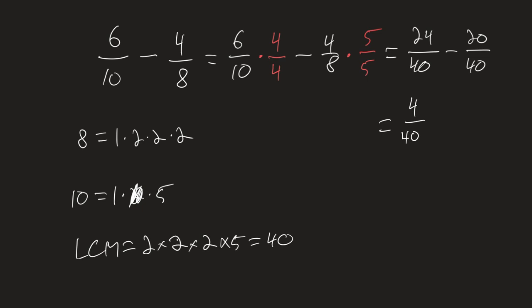And then we can reduce this. I try to find what number goes into 4 and 40, which would be 4. So I'm going to divide the top and bottom by 4, and we get a final answer of 1/10.